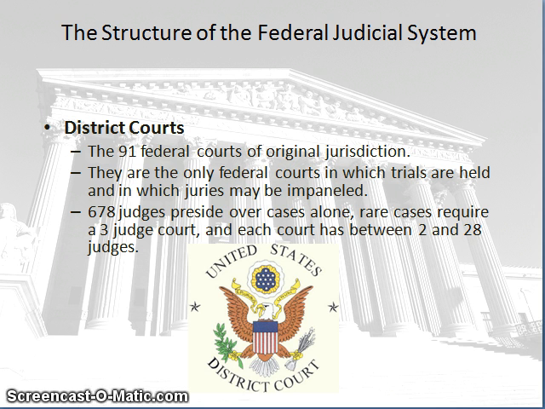The district courts, or the courts of original jurisdiction, we've already discussed what this means. They are the trial courts, the only federal courts in which trials are held and in which juries may be impaneled. Approximately 98% of all criminal cases in the United States are heard in the state and local court systems, not in the federal courts. The 678 district court judges usually preside over the cases alone, but certain and very rare cases require that 3 judges constitute the court.